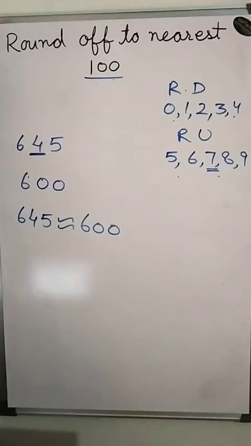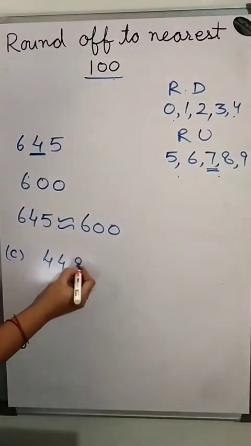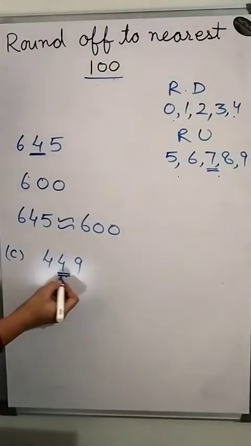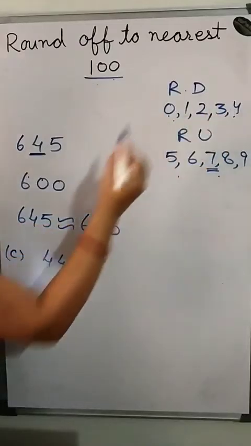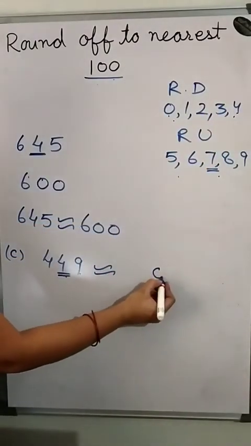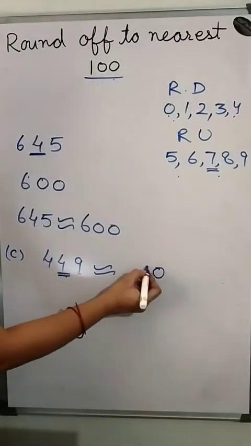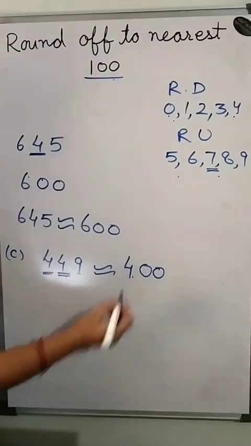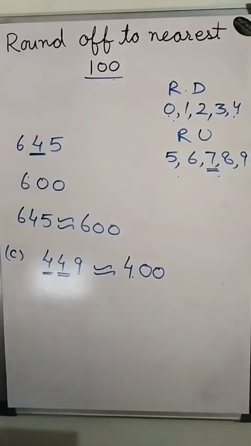Right everyone? I'm taking one more example, that is part C, 449. Here you just see this number 4. 4 is from which group? First group. So there is no need to change. In place of the unit digit you write down 0. In place of the tens digit you also write 0. And there is no need to change the hundreds digit, you write it as it is. It is nearly equivalent to 400.